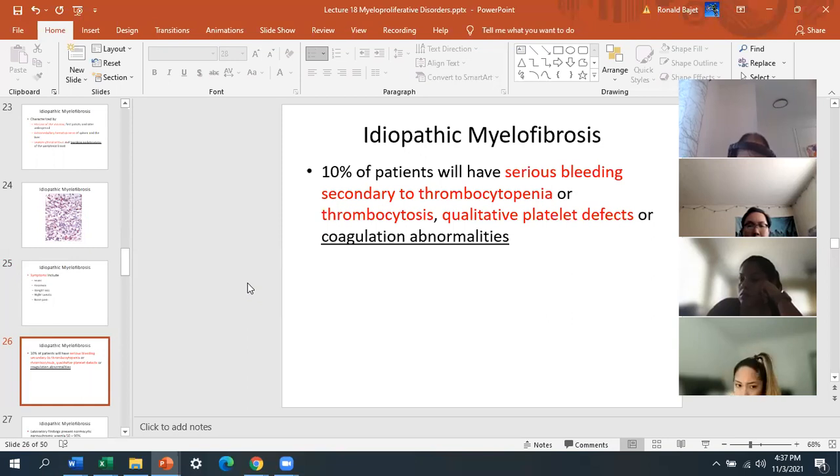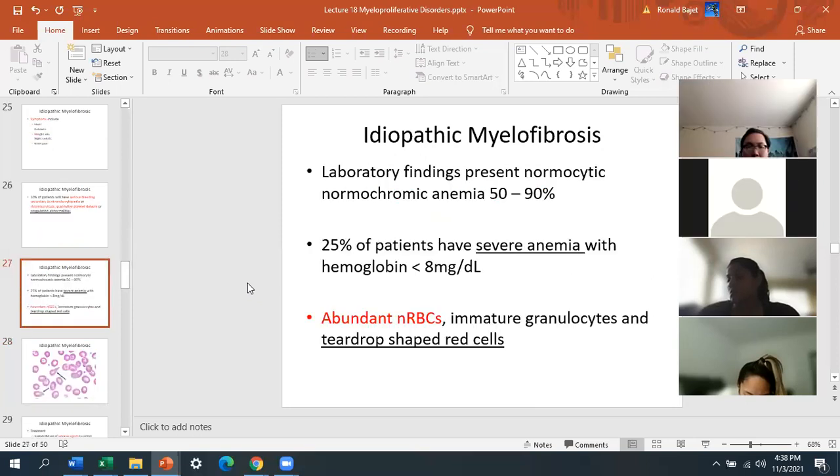Secondary to thrombocytopenia, a low platelet count, or thrombocytosis, an elevated platelet count, or qualitative platelet defects, meaning that you can have platelets that do not function properly. That's what a qualitative platelet defect is. They don't function properly, and this all leads to coagulation abnormalities. Again, I'll be talking about that in the next few weeks.